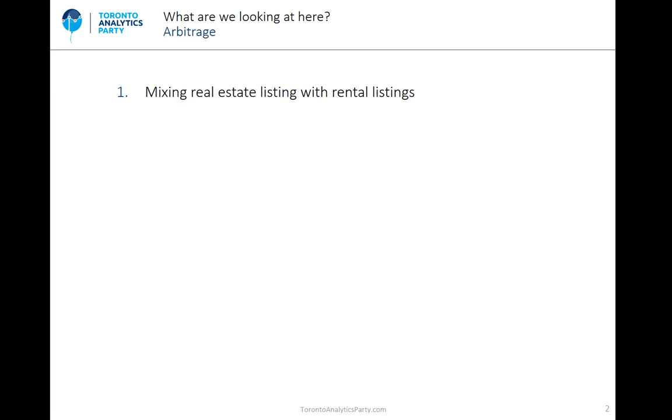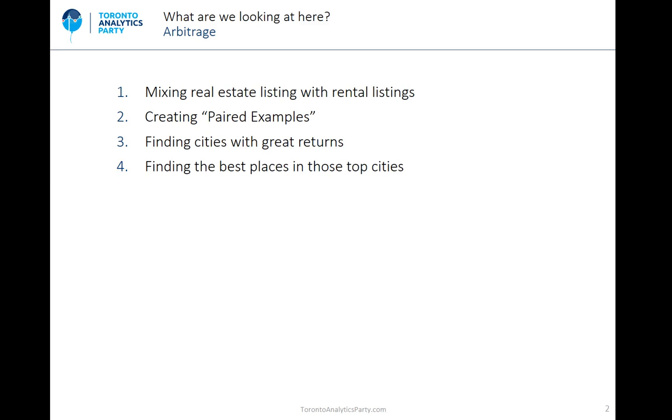How do we do it? Well, we mix real estate listings with rental listings. We create paired examples, and I'll show you some of those soon. And we are looking for cities with great returns and the best places in those top cities. There's a few exceptions, but I'll show you both.